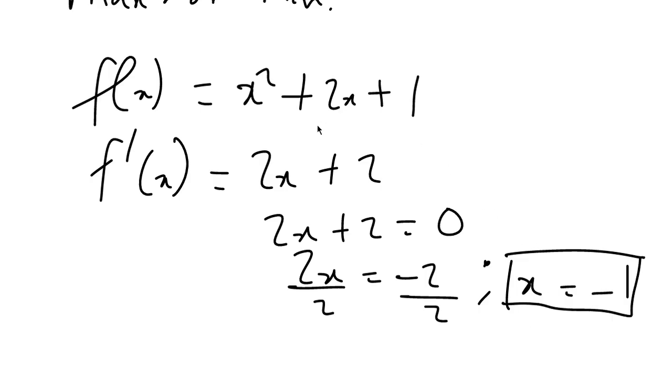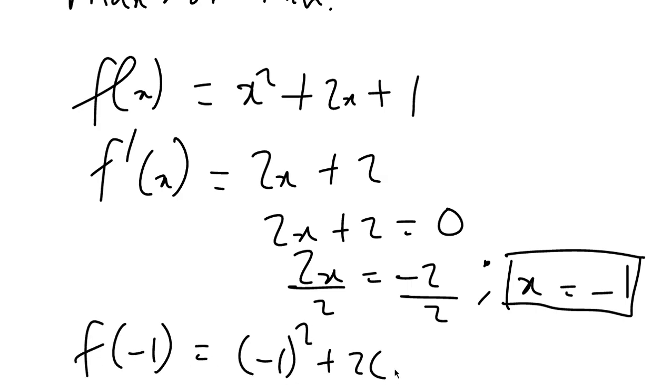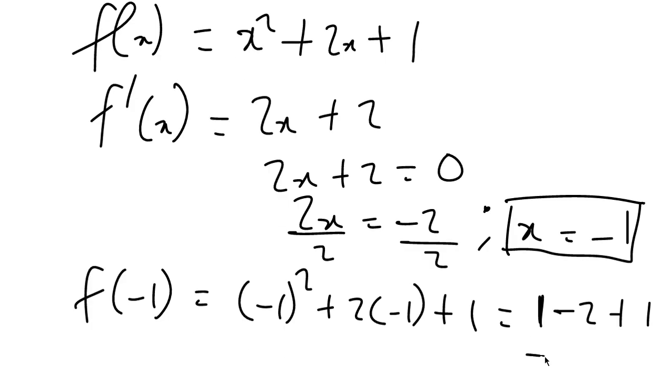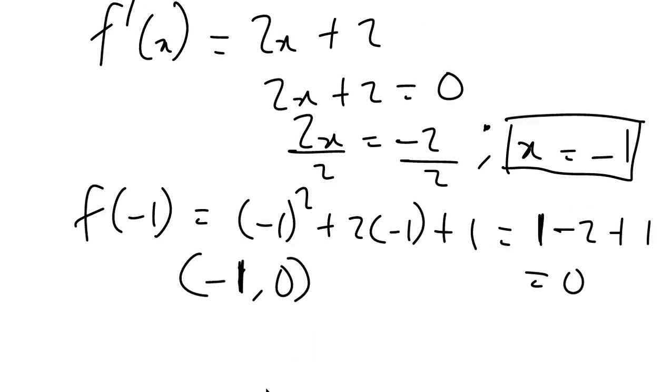So you go back to the original function to get the output of minus 1. So f of minus 1 is equal to what? Minus 1 squared plus 2 into minus 1 plus 1. Minus 1 squared is 1. 2 times minus 1 is minus 2, plus 1. And at the end of the day, 1 minus 2 is minus 1, plus 1, which is 0. So we can actually say that the critical point is minus 1, 0. Now the question is, is it a maximum or minimum point?